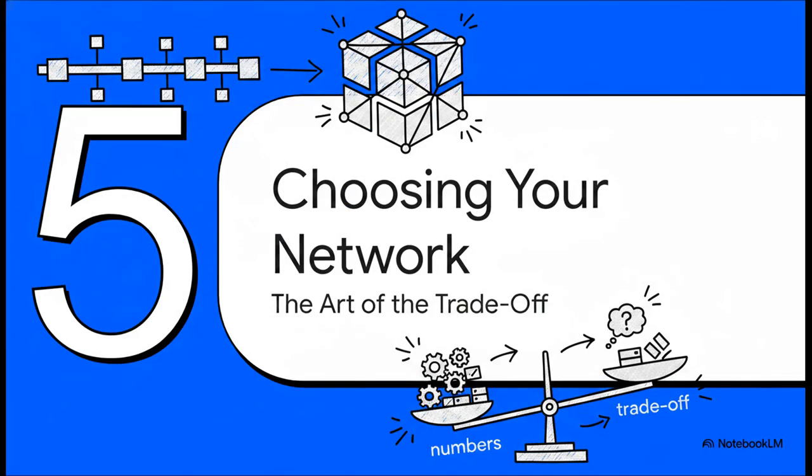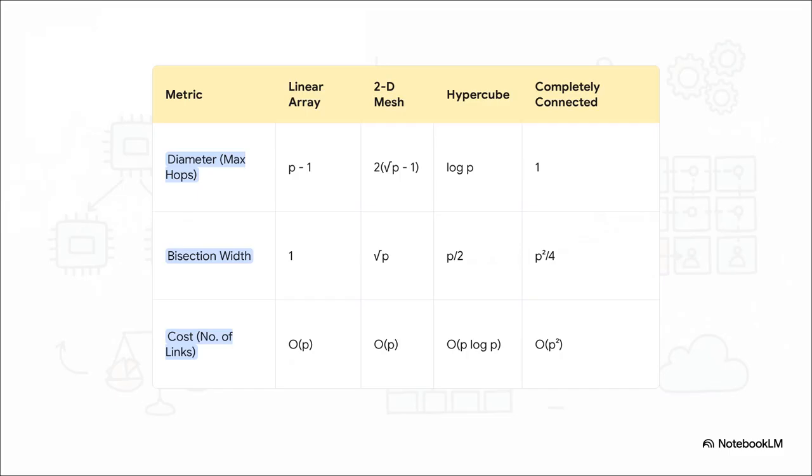So you've got this whole menu of options, from the simple bus to the complex hypercube. How on earth does an engineer choose? Well, it all comes down to a few key numbers and what we call the art of the trade-off. This table just lays out the whole challenge beautifully. Look at the extremes. On the right, a completely connected network, like our crossbar, has the best performance. A diameter of 1 means instant connections, a huge bisection width means massive bandwidth, but its cost is through the roof. Then look all the way to the left. A simple linear array is super cheap, but its performance is just awful. And right there in the middle, that's where you see the mesh and the hypercube, sitting in that design sweet spot.